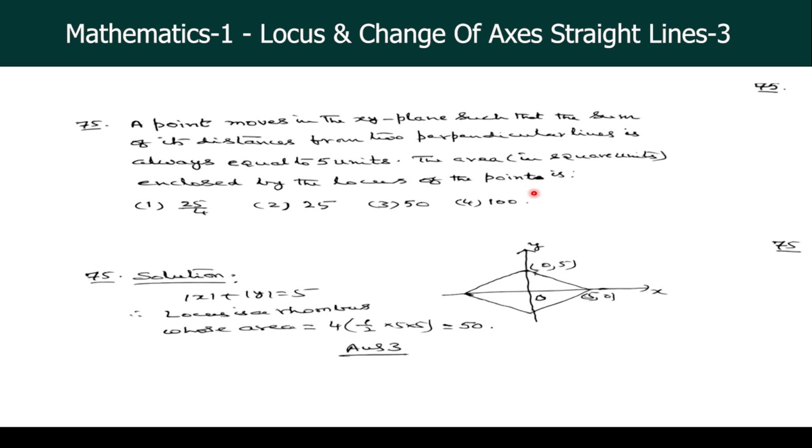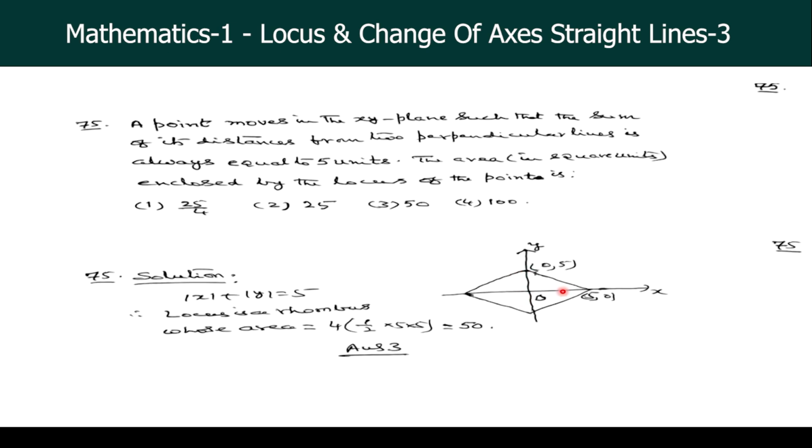So mod x plus mod y is equal to 5 means the equations are x plus y is equal to 5, x minus y is equal to 5, minus x plus y is equal to 5, and minus x minus y is equal to 5. All these four lines form a rhombus with both axes as its diagonals.